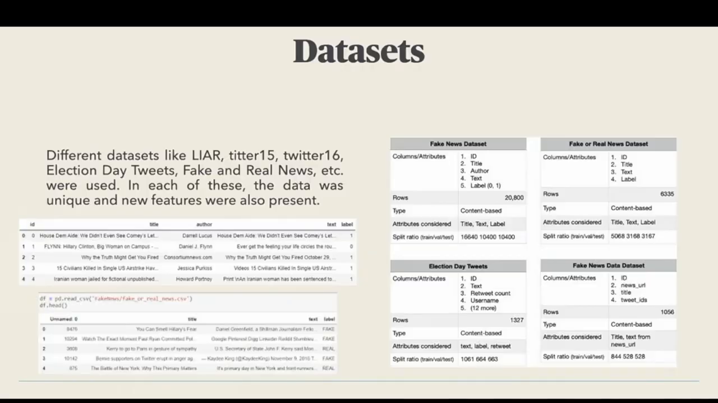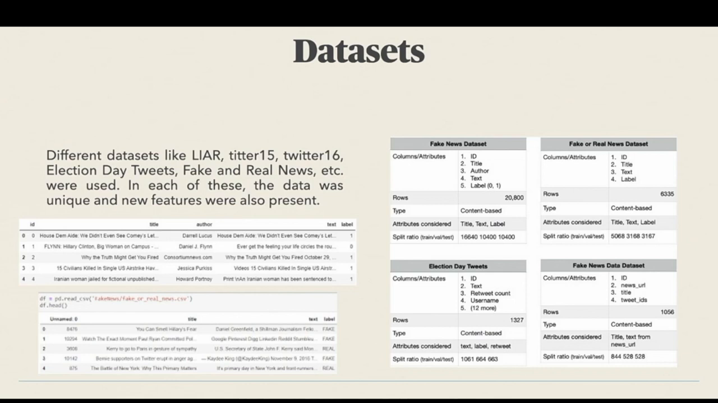Hi, I'm Abrar. I'm from COEP and I'm going to discuss the dataset and its structure. In our project, we have used a variety of datasets like LIAR, Twitter 15, Twitter 16, election day tweets dataset, and fake and real news dataset. Each of these datasets has its own unique data and different columns. All the datasets have labels which are binary classified or multi-class classified.